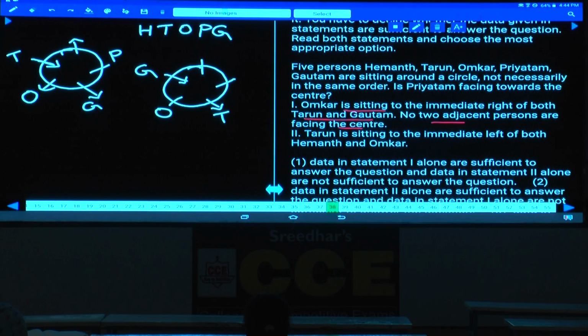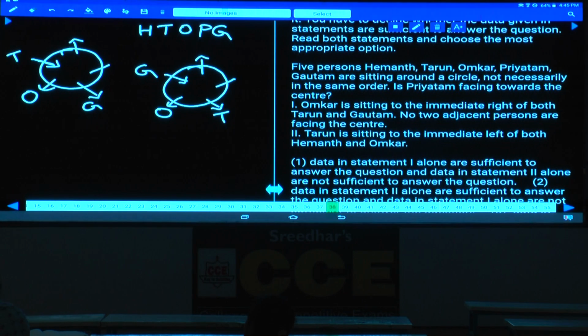And similarly here also, Omkar is seated to the immediate right of both Tarun and Gautam, and no two adjacent persons are facing the center. As no two adjacent persons are facing the center, then what happened to this one? This person is facing the center, so this person must be away from the center, and this person must also be away from the center. That is the only information we can have from condition number 1.